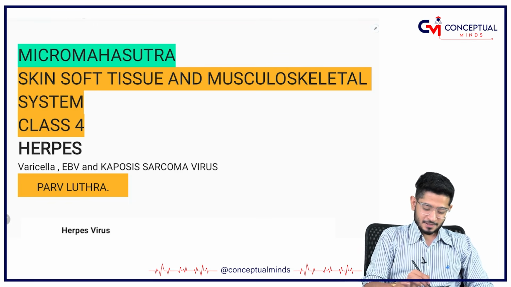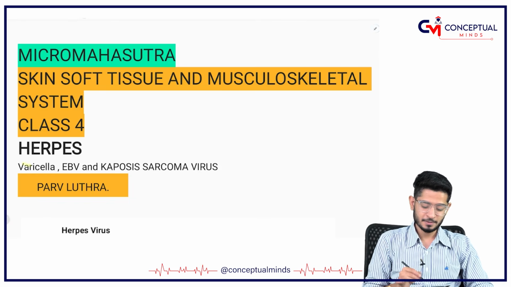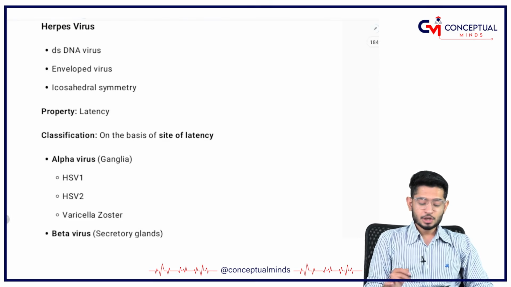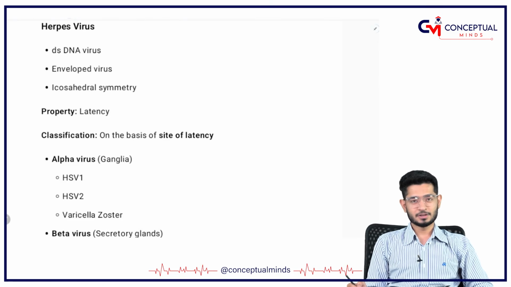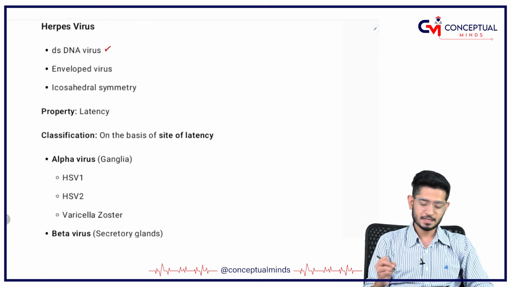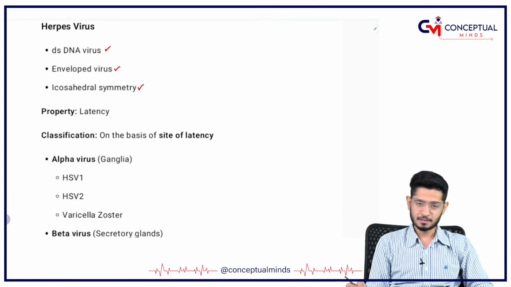The very important viruses in the herpes family for the skin and soft tissue are varicella, Epstein-Barr virus, and Kaposi sarcoma virus. Coming on to herpes virus. From the knowledge of your general virology, you must be aware that herpes is a double-stranded DNA virus, belongs to the group of enveloped viruses, and it is an icosahedral symmetry virus.